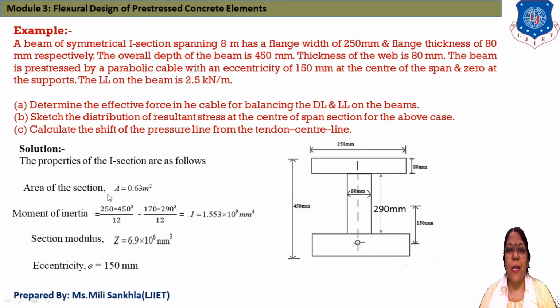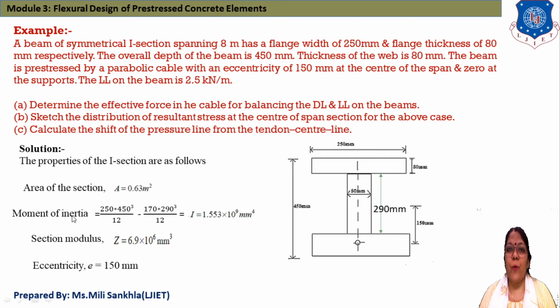Area of section A is equal to, this one is given in mm and here I converted into square meter. Simply first area A1 and second area A2, that is the summation of flange and the middle portion, the web: 250 into 80 into 2, and the middle one is 80 into 290, and after that converted into meter, that is 0.63 meter square area of this I section.